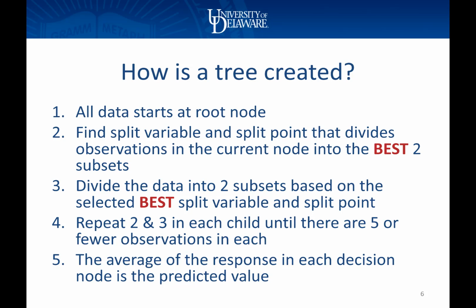When we have 5 or fewer items, the average response is going to be what our response is, our predicted value for that node. So if we have 5 items and most of those are yeses, then we're going to say that yes is the decision made here. If we have 5 items and we're predicting how many hours it takes to deliver packages, it'll be the average amount of time that it took to deliver the packages on those 5 days. That is the predicted value.